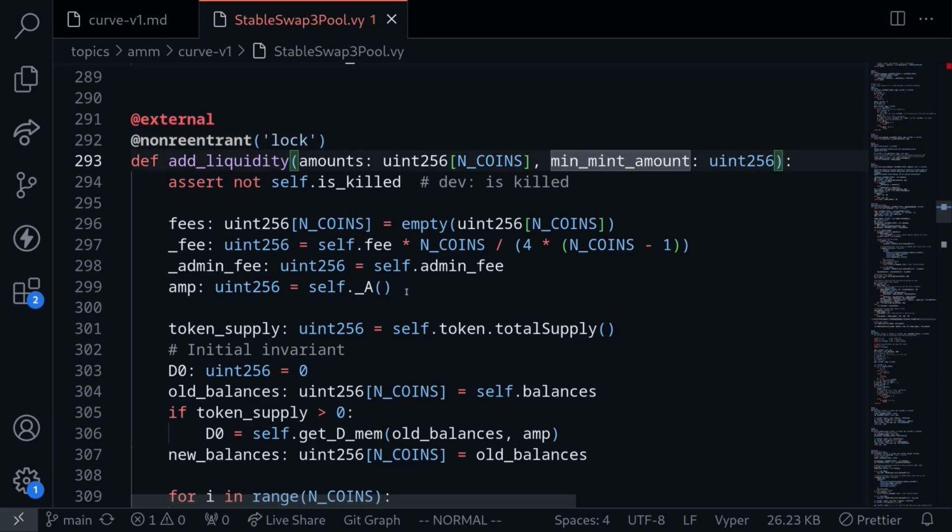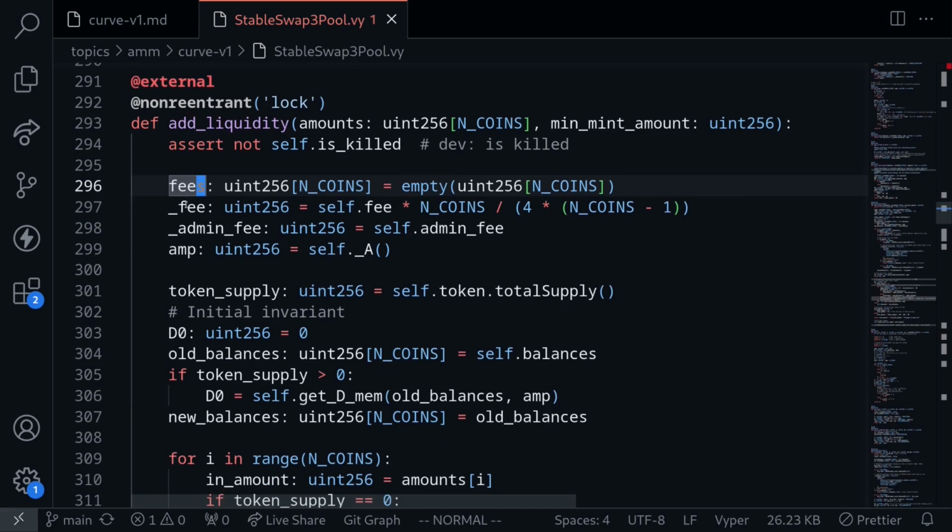Next, it initializes some variables. Fees is an array that will be used later for imbalance fee. Curve V1 allows you to add liquidity in a way that makes the token balances imbalanced. For example, you can decide to put only one token in, or you can decide to put all tokens in. And when you add one token as liquidity, this will make the current pool balance imbalanced. So that is what this fees array is used for. We'll come back to this later.